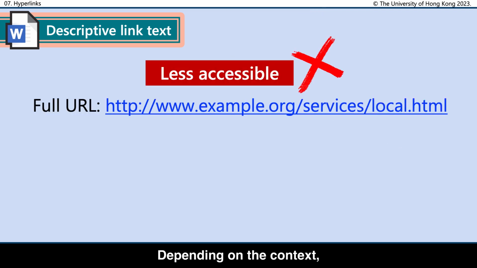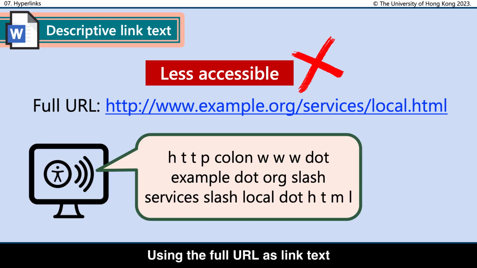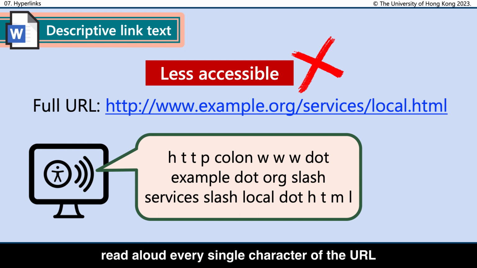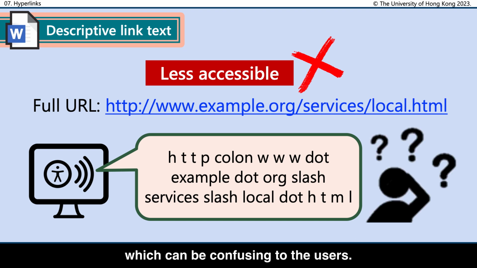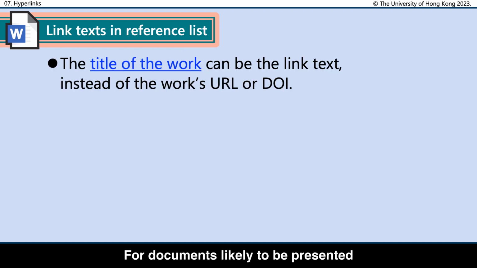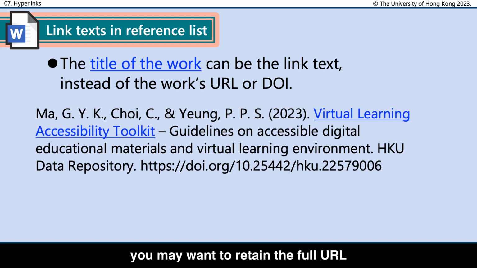Depending on the context, in general, do not embed the links using the full URL as the link text. Using the full URL as link text would make screen readers read aloud every single character of the URL, which can be confusing to the users. For documents likely to be presented both electronically and in print, such as students' lecture notes, you may want to retain the full URL for users' reference.